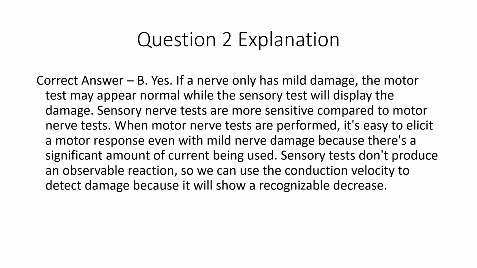So the correct answer is B. Yes, if a nerve only has mild damage, the motor test may appear normal while the sensory test will display the damage. So sensory nerve tests are more sensitive compared to motor nerve tests. When the motor nerve tests are performed, it's easy to elicit a motor response even with mild nerve damage because there's a significant amount of current being used. Sensory tests don't produce an observable reaction, so we can use the conduction velocity to detect damage because it will show a recognizable decrease.